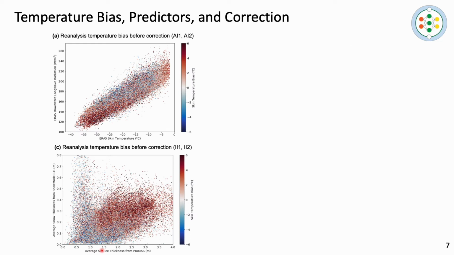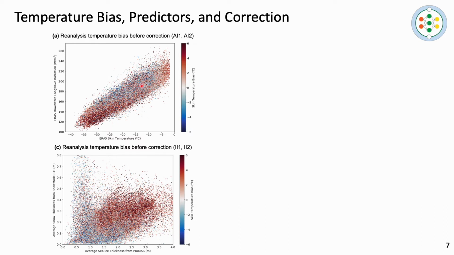Now let's have a look at the surface temperature bias plotted as a function of the predictors for the ERA5 reanalysis. The situation for GRA55 is not very different, so we will not discuss it here. So in the uppermost panel, we can see the bias plotted as a function of the atmospheric predictors, so the ERA5 skin temperature here at the bottom and the downward long wave radiation on the y-axis. And in the bottom panel, we see the bias in relation to the ice predictors, so the ice thickness and the snow thickness. We can observe some specific features.